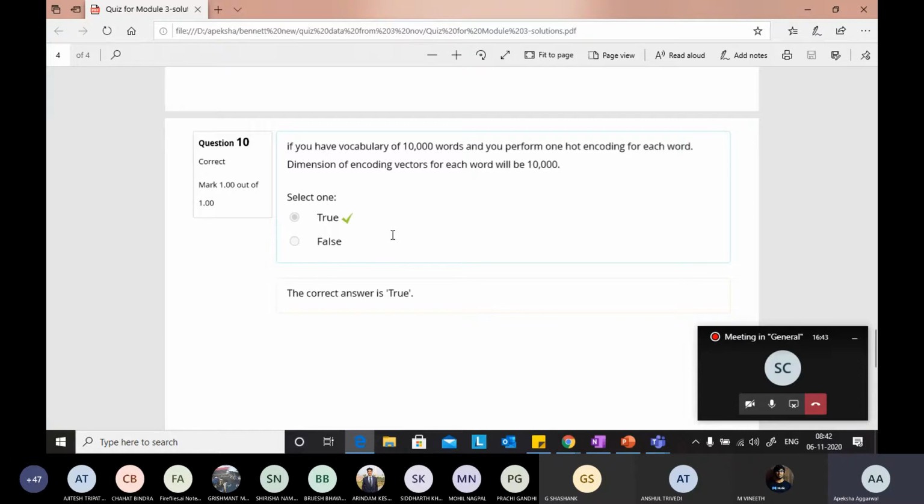Okay, so the answer is true. Dimension of this encoding vector of each word is 10,000. Okay, so these are the solutions.